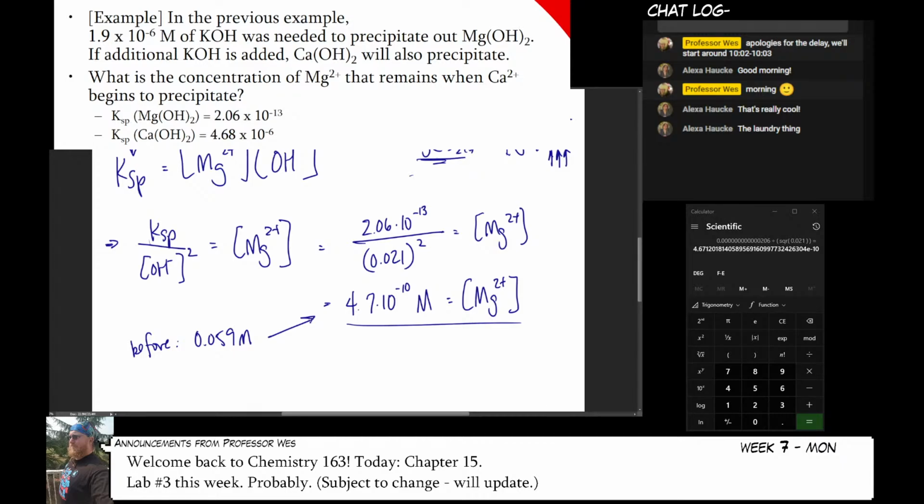Now I have 4.7 times 10 to the minus 10. So if I do our number divided by 0.059 and then times that by 100%, this is the percentage of magnesium that I have left. 7.9 times 10 to the minus 7%. In other words, I have precipitated out this much. So 2, 3, 4, 5, 6, 7. Which is pretty damn good, right?